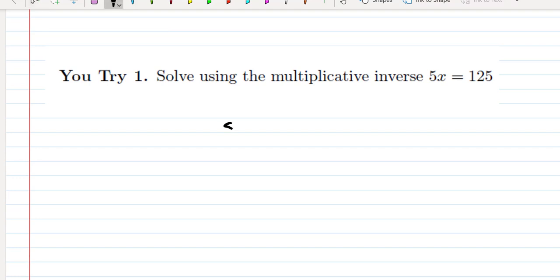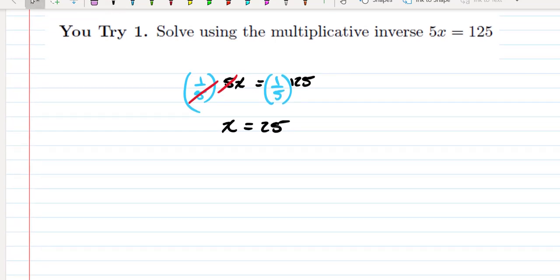All right, so to resolve this, we're going to multiply both sides of our equation by 5 inverse. And in this case, that's going to be 1/5. The 1/5 and the 5 reduce out, and we get x is equal to 1/5 times 125 is 25. And that would be the solution to our equation.